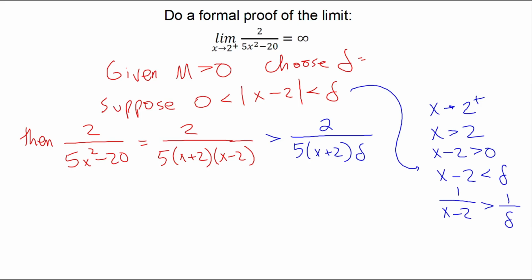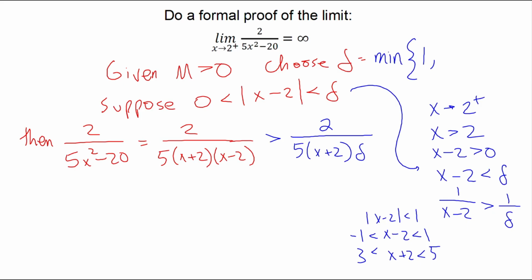And from there, we need to do a little bit of work to figure out what x plus 2 is greater than. So in order to do that, we're going to set this restriction like we've done in the past, a minimum between 1 and something else here. If the absolute value of x minus 2 is less than 1, then x minus 2 is between -1 and 1, or x plus 2, if we add 4 to everything, is between 3 and 5.